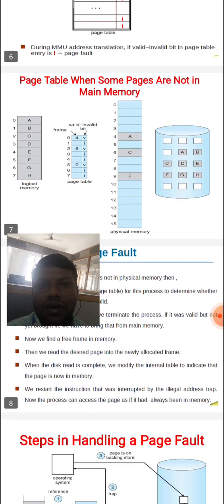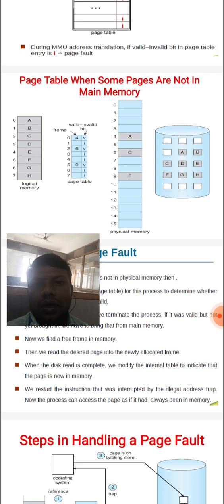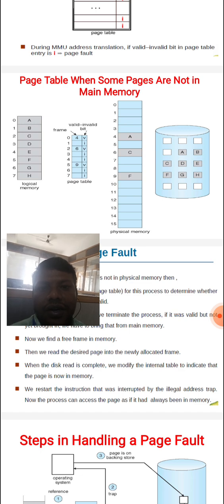So the page table, when some pages are not in main memory, uses the same valid and invalid bits. Consider the page frames 1, 3, 4, 6 and 7: they are not valid, so those are not present in any page in the main memory. It is invalid. This type of bit is called invalid.